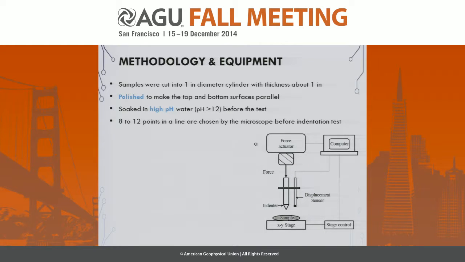On the right is the schematic of the indenter equipment. Can I use a pointer? The indenter with the diamond tip was driven into the sample with the increasing normal load. During the same time, the position of the indenter relative to the sample surface was recorded by a non-contact displacement sensor right here.